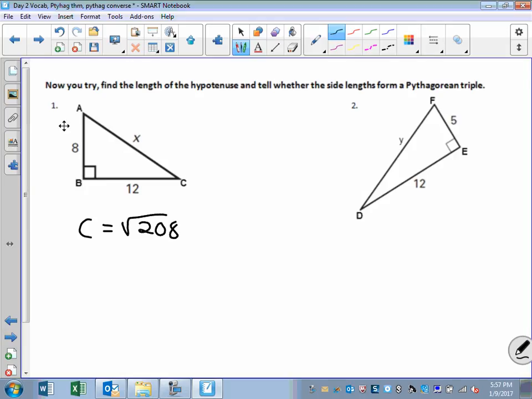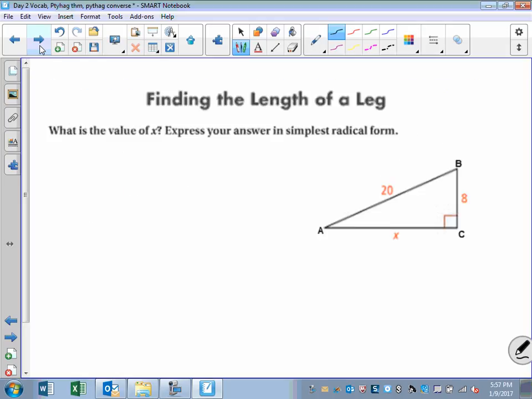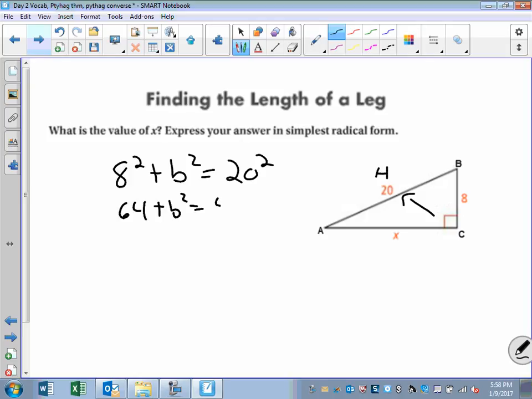Now we're going to work on finding one of the legs. So here you just got to do the inverse, the opposite of what you did last time. So for one of your legs, you have 8 squared. We don't know the other one, so we leave that as a variable. And instead of C, we know the hypotenuse is 20. So we got 20 squared. Okay? So now we got 64 plus B squared equals 400.